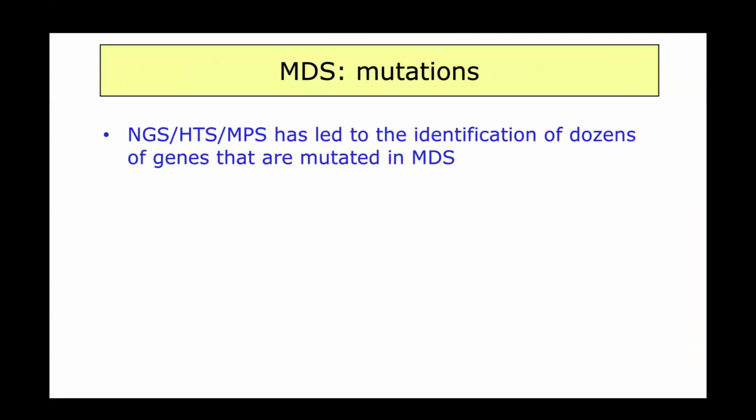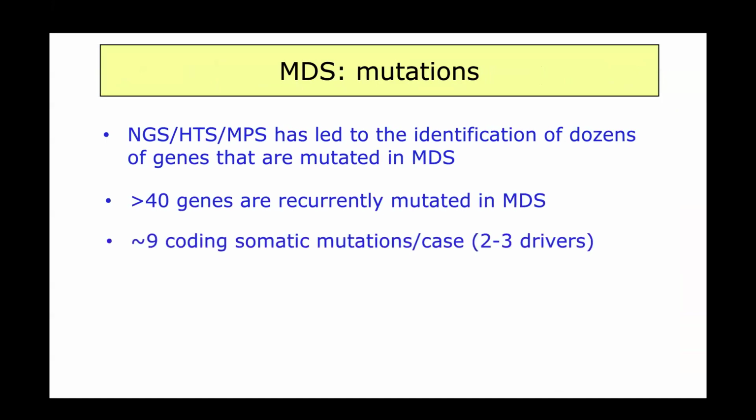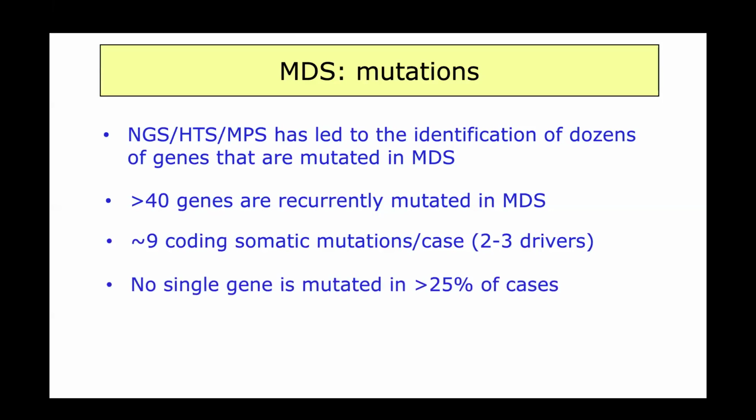What about mutations? Well, with the advent of whatever you want to call it, next generation sequencing, high throughput sequencing, or massively parallel sequencing, a number of different new genes have been noted to be defective and mutated in myelodysplastic syndromes, and roughly 40 to 50 genes are recurrently mutated in the myelodysplastic syndromes. There are approximately 9 coding somatic mutations per case, which consists of 2 to 3 driver mutations, but it's very heterogeneous.